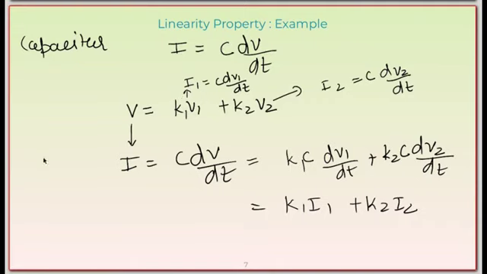Similarly, one can show that an inductor is also going to be a linear circuit element. I'm not going to do that here. You can try that at home.